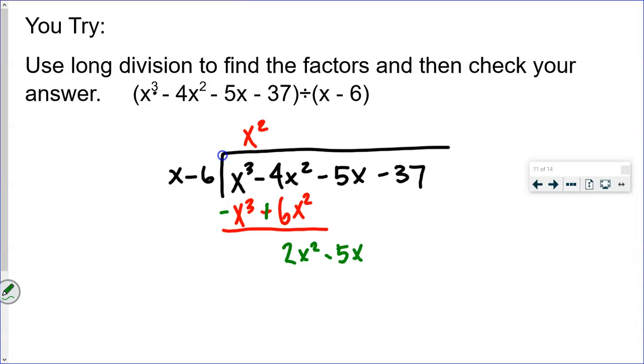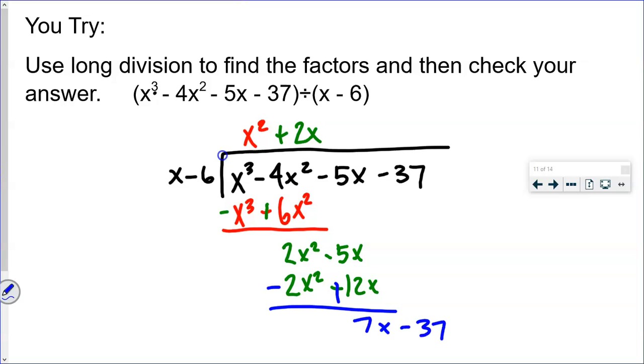So now we're going to say, what do we have to multiply by x to get 2x squared? That would be plus 2x, right? So that would get us 2x squared minus 12x, yes? So once again, we're going to change these signs, right? So that's going to give us 7x minus 37.